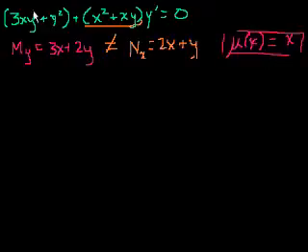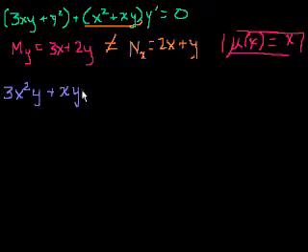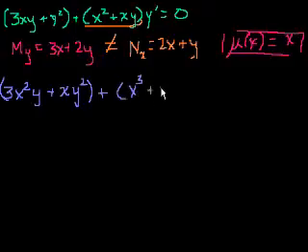Let's solve the problem. So let's multiply both sides of this equation by mu, and mu of x is just x. So we multiply both sides by x. So we get, if you multiply this term by x, you get 3x squared y plus xy squared, plus, we're multiplying these terms by x now, plus x to the third plus x squared y prime is equal to 0.